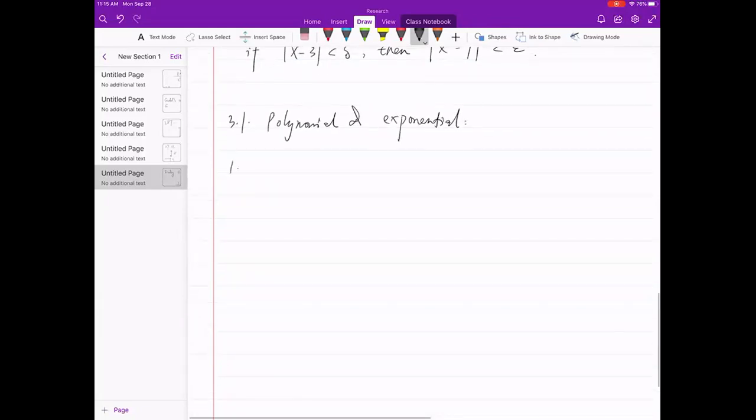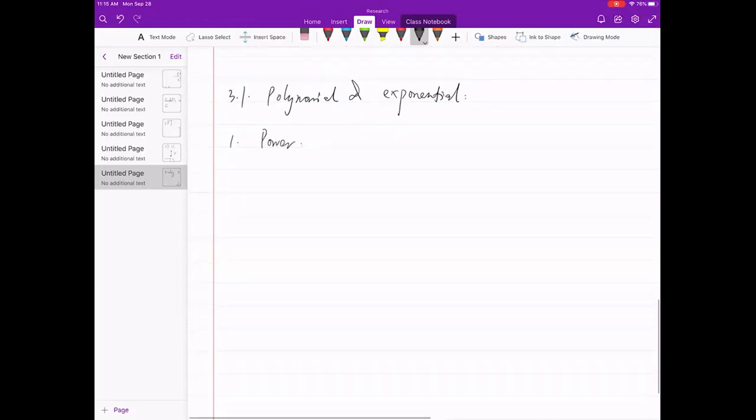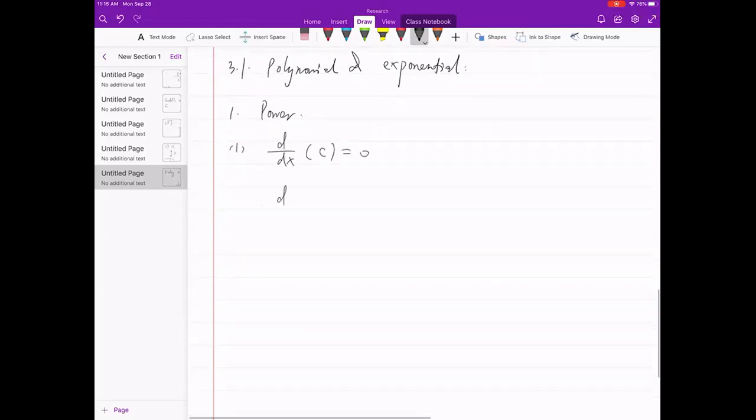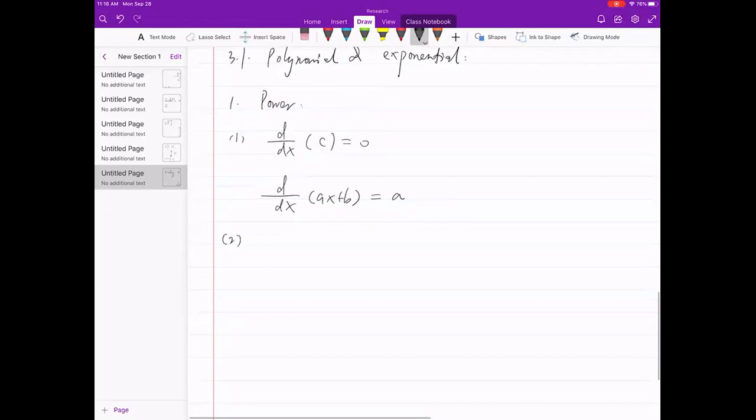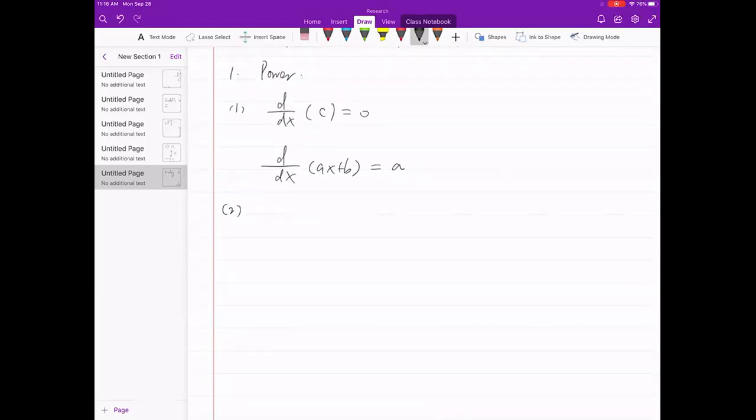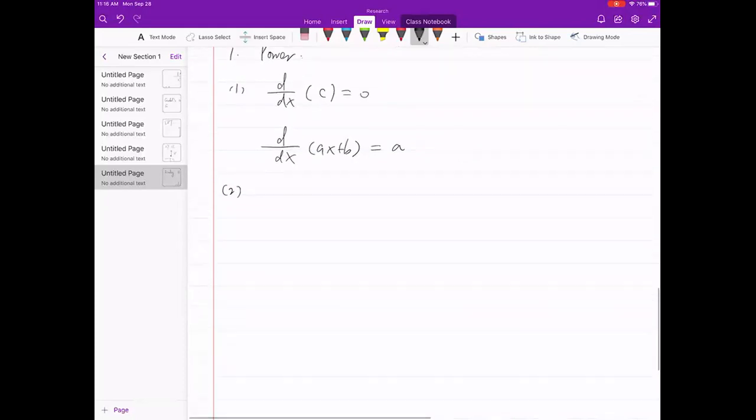This is how we did polynomial. Number 1, we do power. First we realize the easy ones: a constant has a 0 changing rate, and a straight line has a changing rate the same as the slope. Number 2, we did a lot of FOIL things out, but finally, by the difference quotient, we figured out a formula that works for any power.